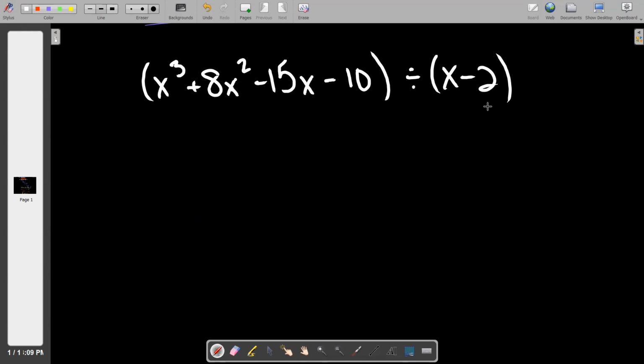If we did this as a polynomial long division problem, like your quizzes proved to me, most of you still wouldn't have any issue with that. It would be a little bit of a pain, but we're good. Let's do this synthetically.